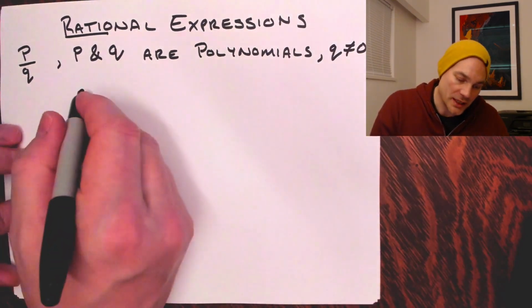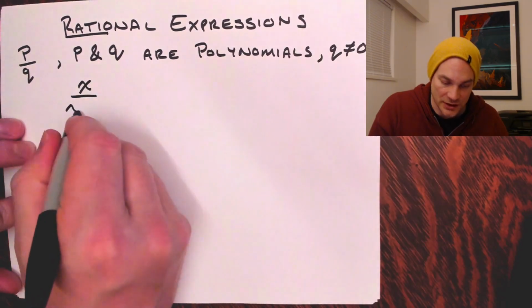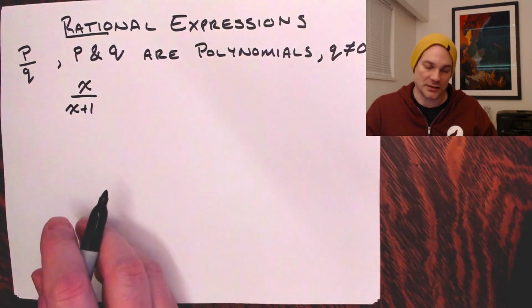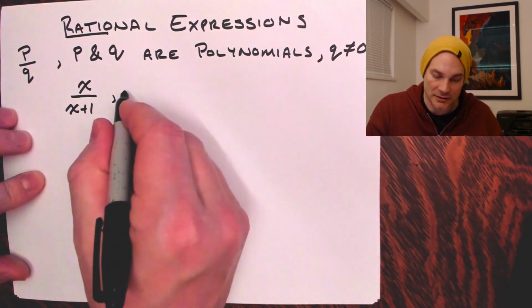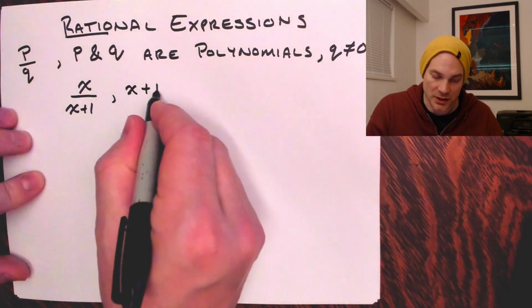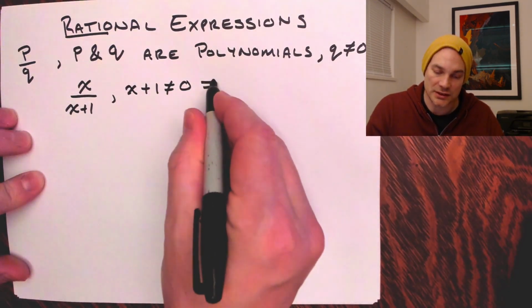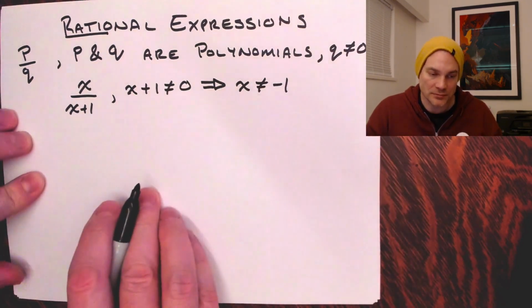So we have a couple examples. I have x over x plus 1. We can see here that this is a ratio of two polynomials, but we'd have to state that x plus 1 can't equal 0, which is x can't equal -1.